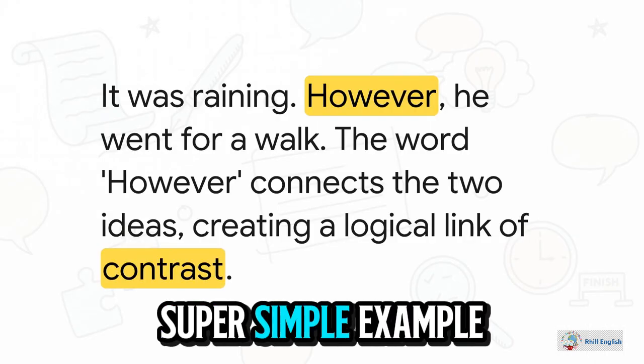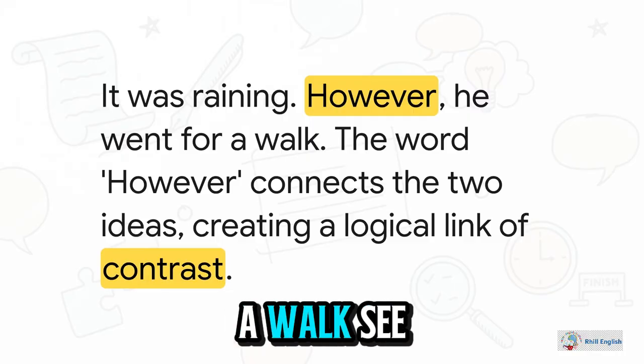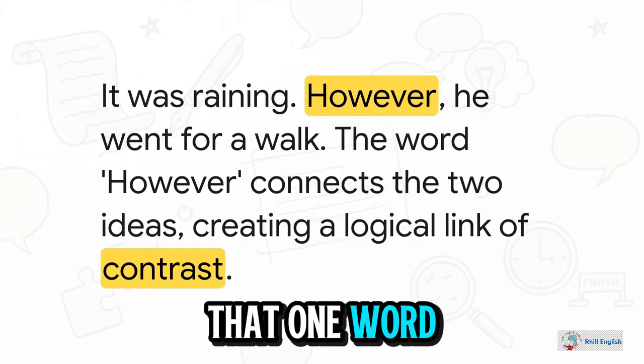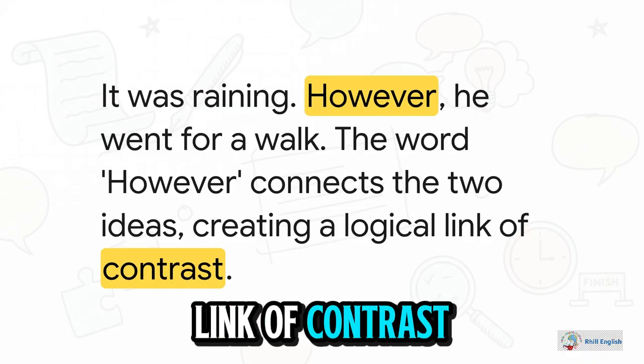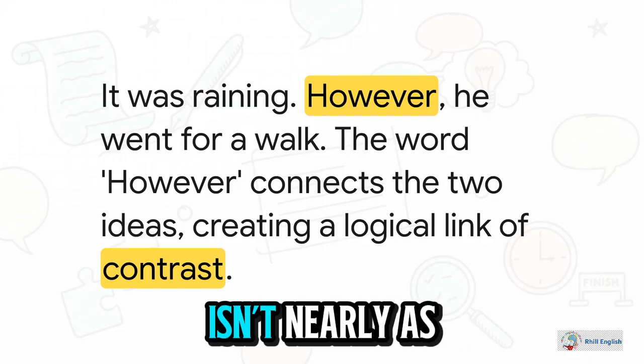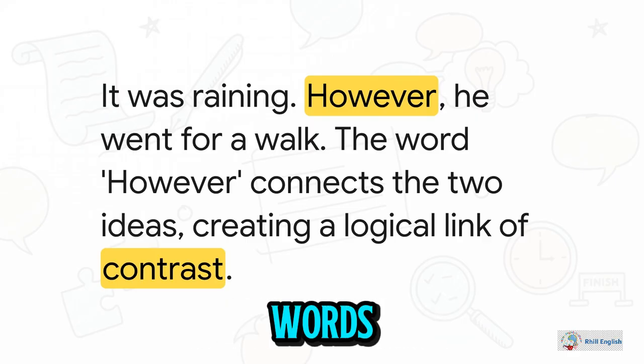And here's a super simple example. It was raining. However, he went for a walk. See that? That one word, however, is a cohesive device. It's the glue. It creates a link of contrast. Take it out, and the connection isn't nearly as strong. The TKT just loves asking you to spot these kinds of words.